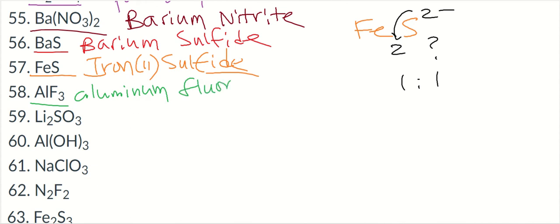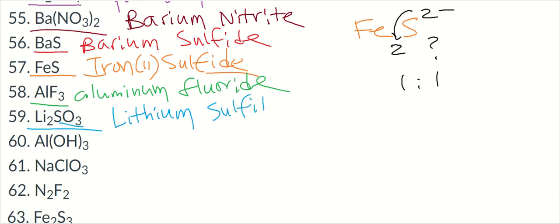Okay, aluminum fluoride. Love these, and they're not transition metals. Just write the name of the cation and then the name of the anion, with an IDE if it's an element. Just like this one. Just write lithium. Now this one's not an element, so just write the name of the anion, and so that's sulfite. Same thing here. That's not a transition metal, so just write aluminum. That's the name of the cation. Aluminum.